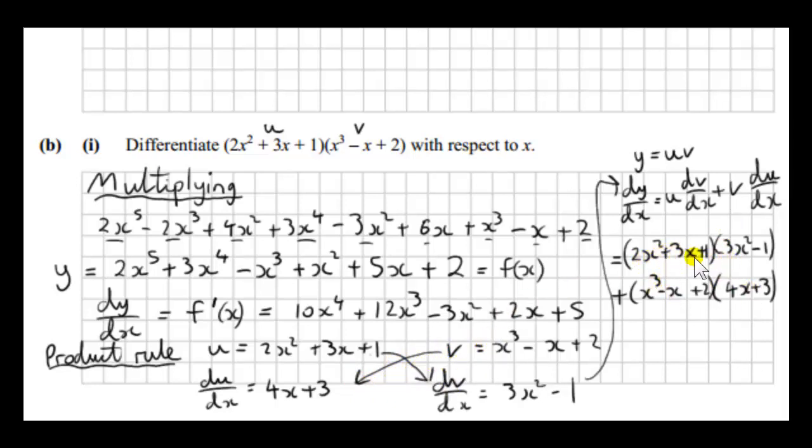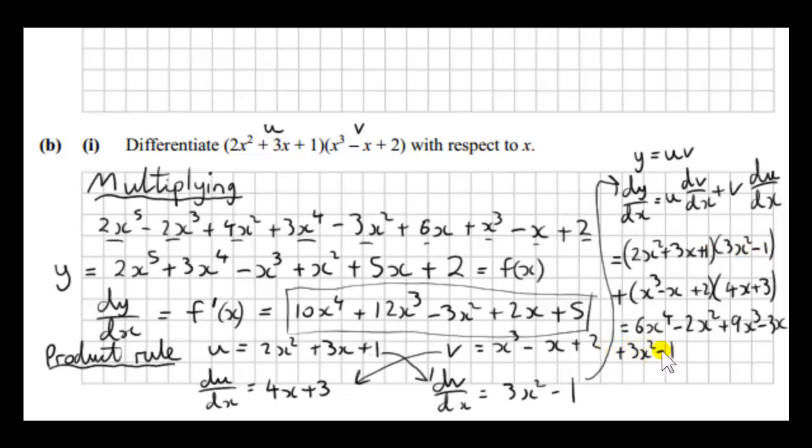Okay, now if we expand out all this and simplify, we should get this thing here. Okay, 2x squared by 3x squared is 6x to the 4. 2x squared by minus 1 is minus 2x squared. 3x by 3x squared is 9x to the power of 3. 3x by minus 1 is minus 3x. Then we have plus 1 by 3x squared minus 1. Well, that's just 3x squared minus 1.